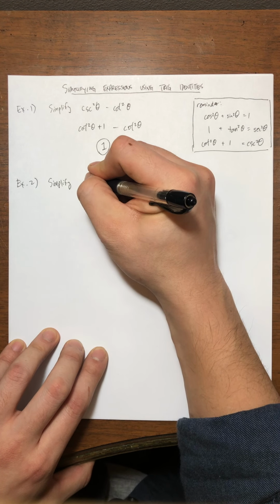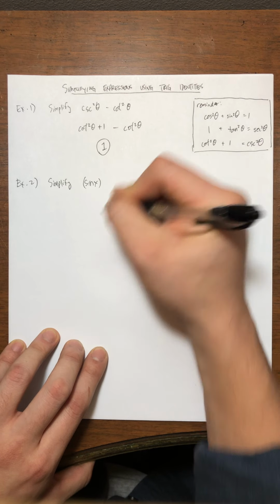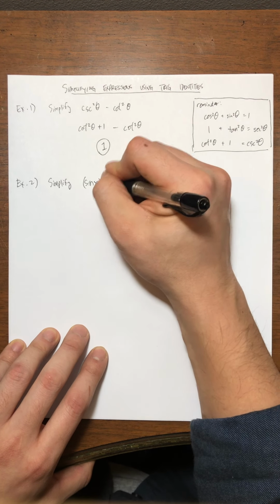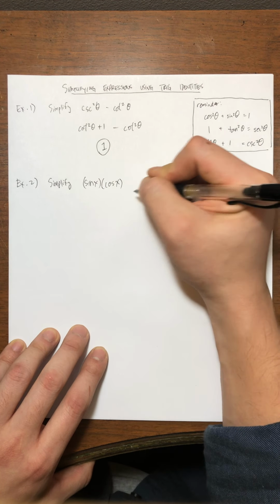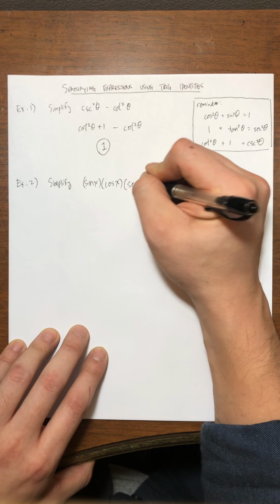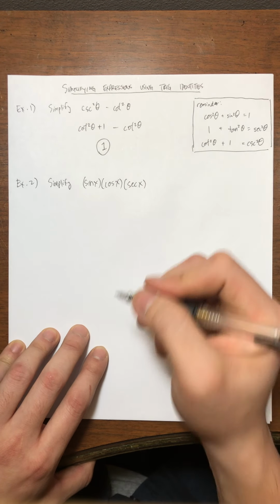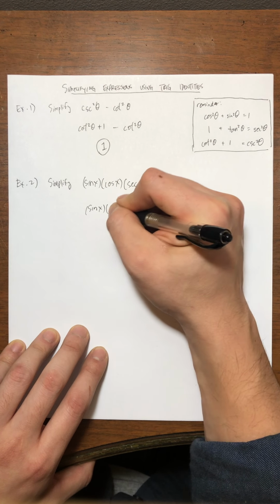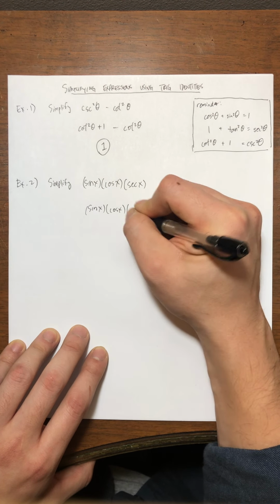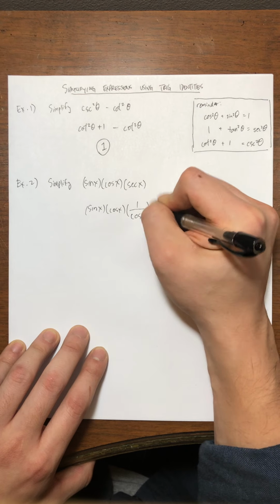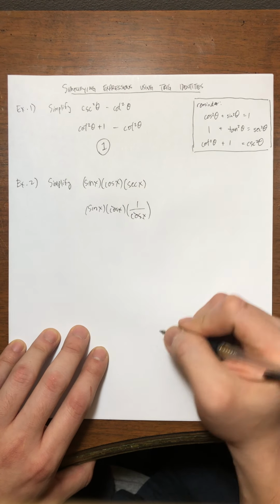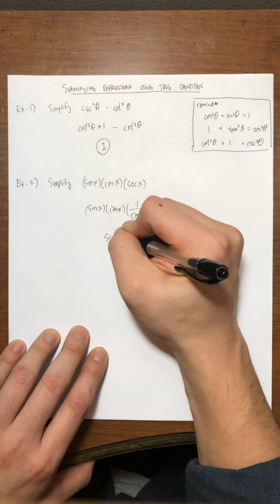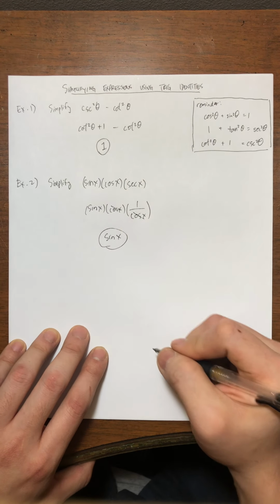This may be a little easier. Sine of x, remember, x and theta are interchangeable, times cosine of x times secant of x. Okay, well here we have sine x times cosine x, and secant is 1 over cosine x. Well, here cosine over cosine cancels out, and we're left with just sine of x.